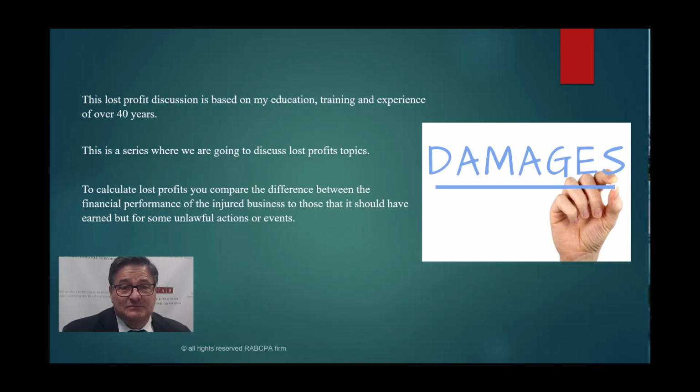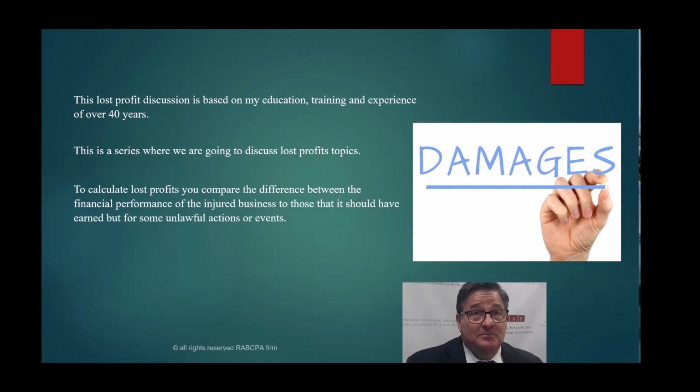For example, what is lost profits? It's basically the financial performance of an injured business compared to what it should have been earned, but for some unlawful action. For example, we just had an international bakery that couldn't put in some ovens because of an architectural issue. Well, their sales were 100 million, but they should have been 150 million. And the judge had a lot of difficulty understanding that these other sales would have been made, and it was extremely complex. We were able to prove that, at least with a reasonable degree of certainty, that these additional ovens would have produced X amount of product and they would have made X amount of profit. So it's a simple definition, but it's complex when you have to actually prove it in court before a jury and a judge.